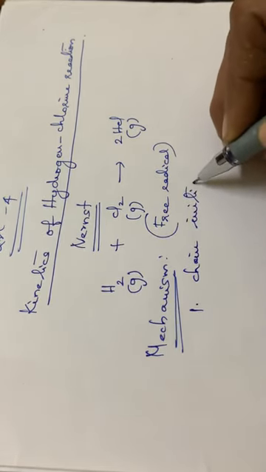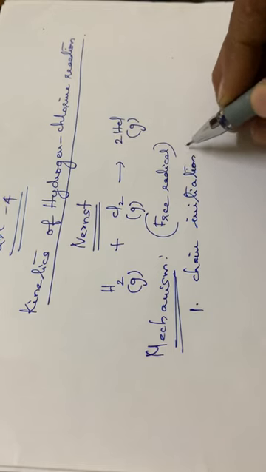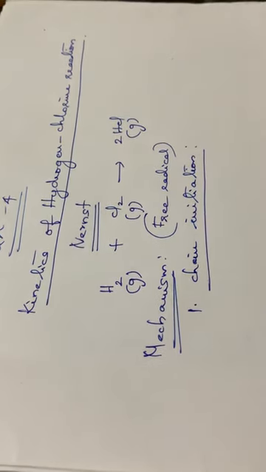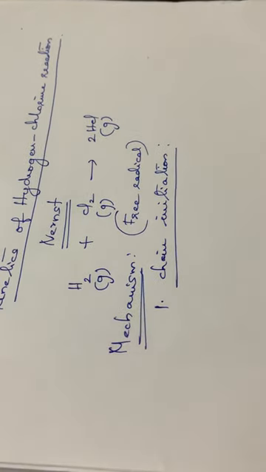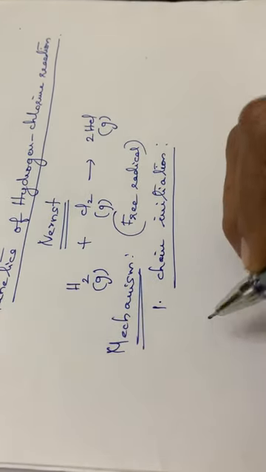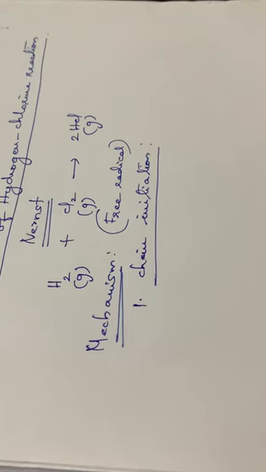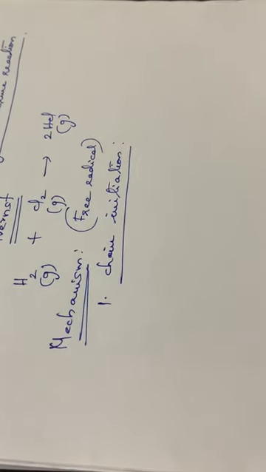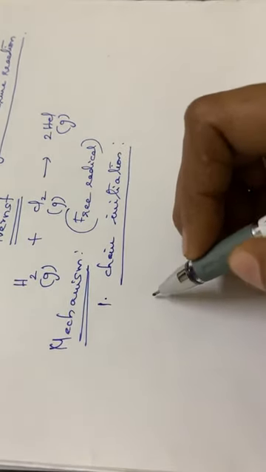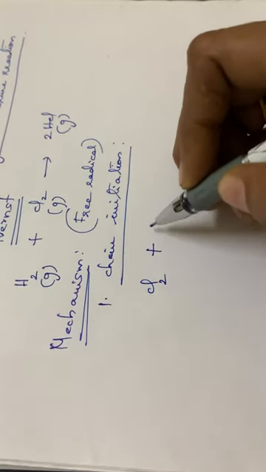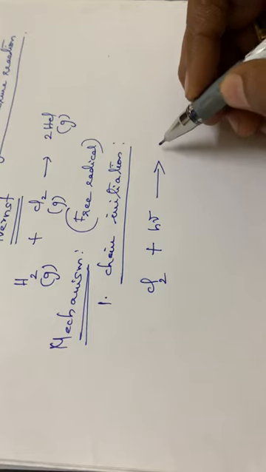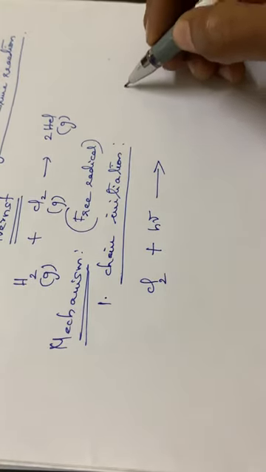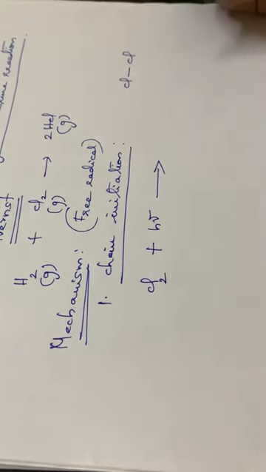Chain initiation step. In this step, the chlorine molecule will be absorbing a photon, that means light radiation, a particular quantum of energy. This chlorine molecule will be absorbing some energy from the photon, that is h nu. Chlorine we can write as Cl single bond Cl, isn't it?